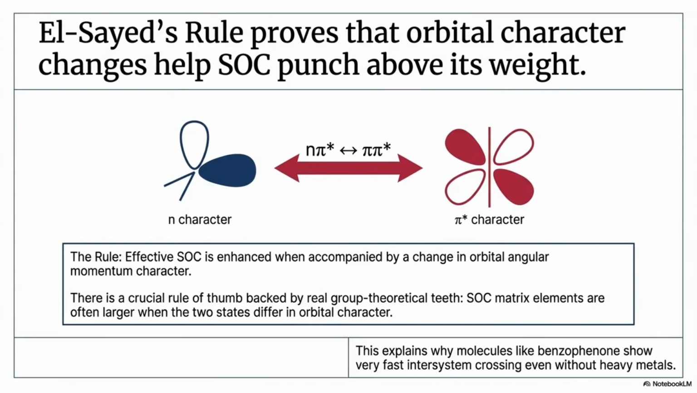El-Sayed's rule shows that changes in orbital character can enhance SOC. The rule states that effective SOC is enhanced when there is a change in orbital angular momentum character between the two states. This explains fast intersystem crossing in molecules like benzophenone, even without heavy metals.